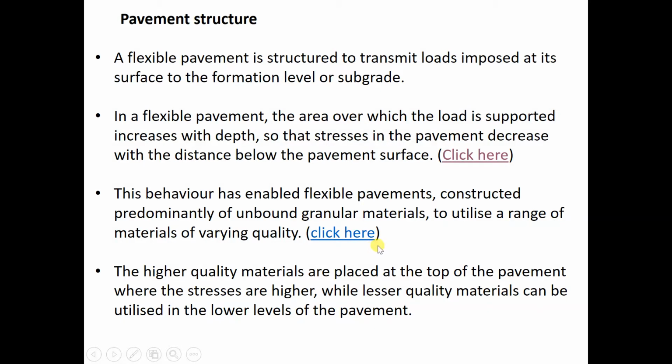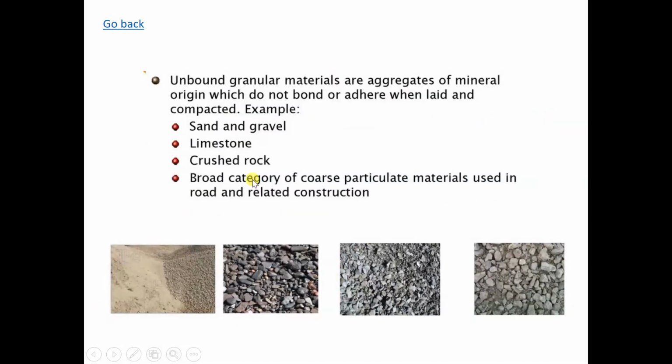So we have different types of flexible pavement. Some of them have bound layers, some have unbound layers. The unbound layers are not bound together by anything, not by cement or by bitumen or anything. They are just loose aggregates. There are different types like sand and gravel, limestone, crushed rock. They are just spread on the road and then compacted by a roller.